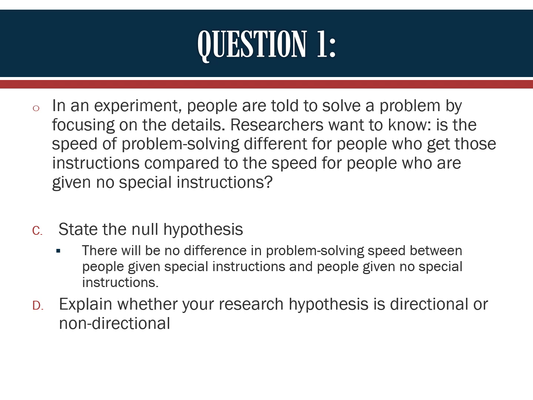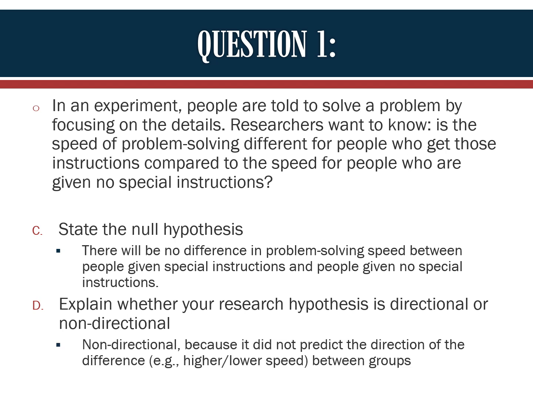And then part D, explain whether your research hypothesis is directional or non-directional. In this case, it would be non-directional because it's not predicting the direction of the difference. For example, we're not comparing higher versus lower. We're not predicting higher versus lower speed between groups. We're just saying, hey, it could go either way. It could be higher, it could be lower. We're just saying there could be some kind of a difference.